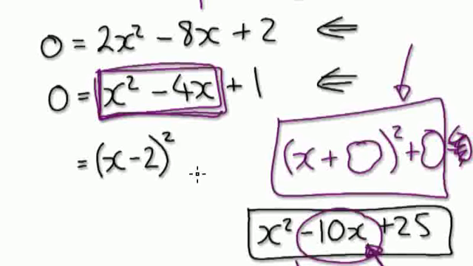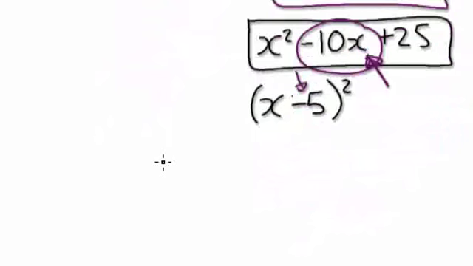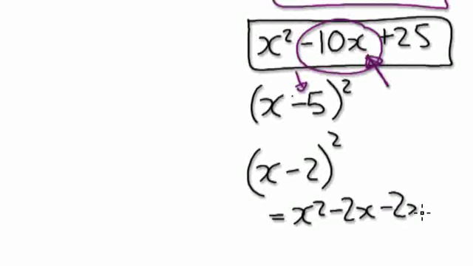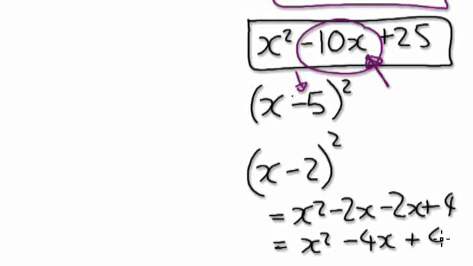Minus 2 squared. If you just look at x minus 2, squared, look what happens when you square it. This will become x squared minus 2x minus 2x and then plus 4. That becomes x squared minus 4x plus 4.